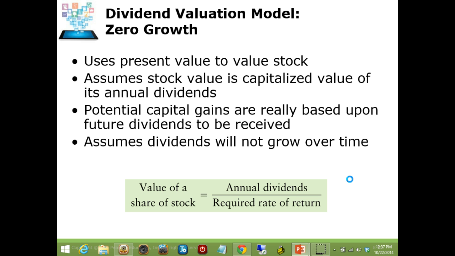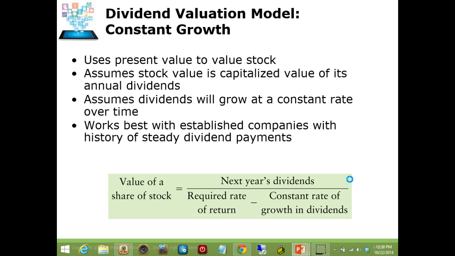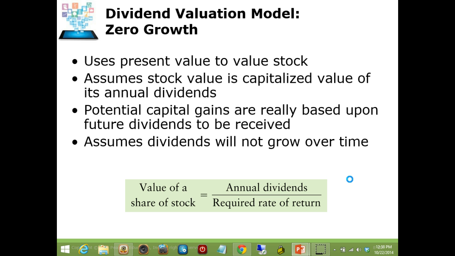And this is the zero growth dividend model. It's pretty simple. You get the annual dividends. A lot of companies will state what they are, and you divide it by your required rate of return, which we saw from the previous slide. You could calculate it with the capital asset pricing model. Now, the zero growth model denotes that there is zero growth in the dividends. So it's not really that well used the model because very few stocks say we have zero growth.